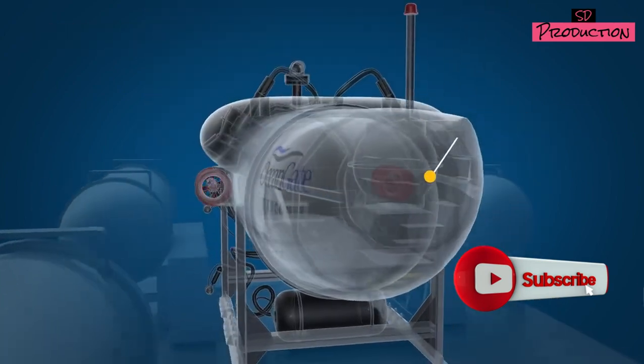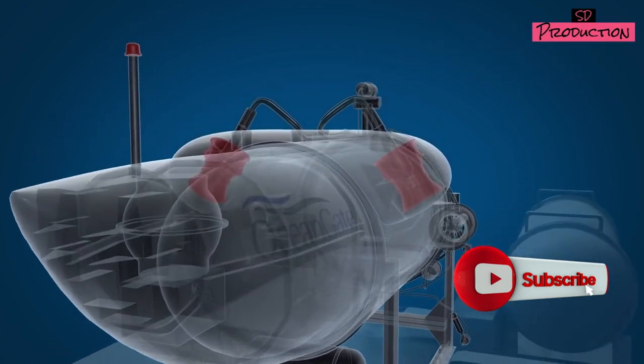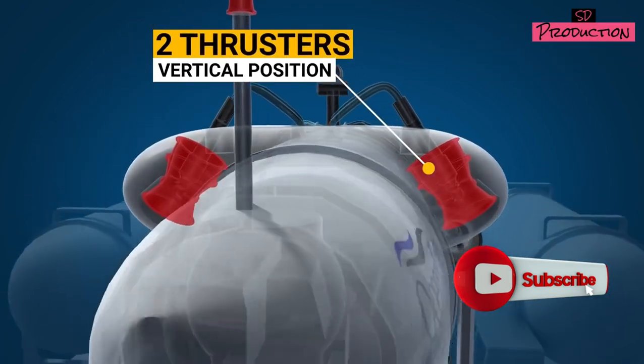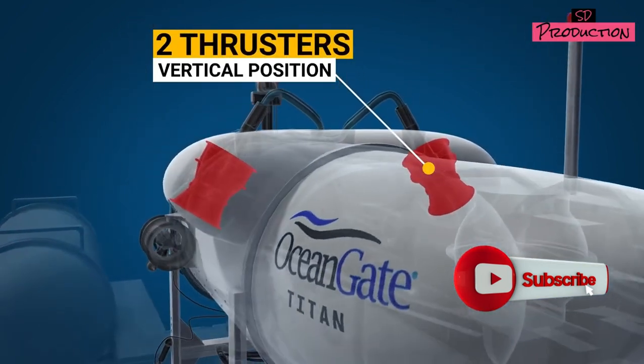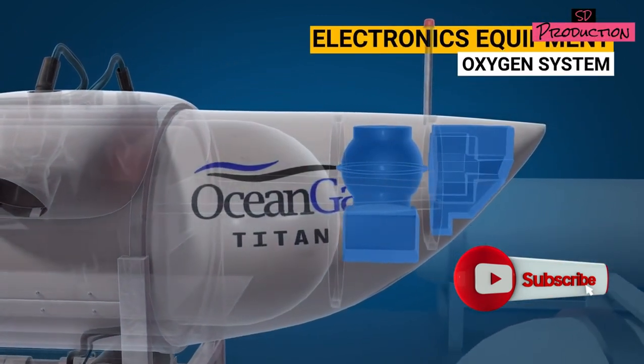Let's move outside the submersible to understand the engineering behind it. These are the 4 electric thrusters that help steer the vessel. 2 inner space thrusters are placed in a horizontal position as shown here, and 2 more, located on both sides of the vessel, are placed in a vertical position.